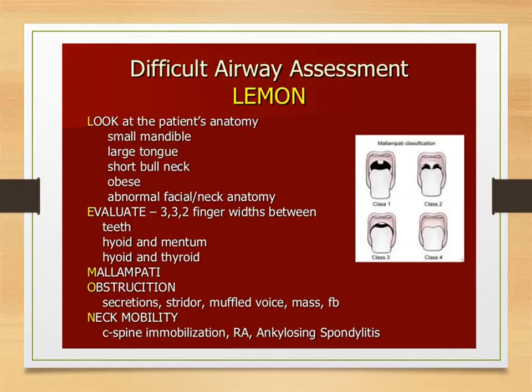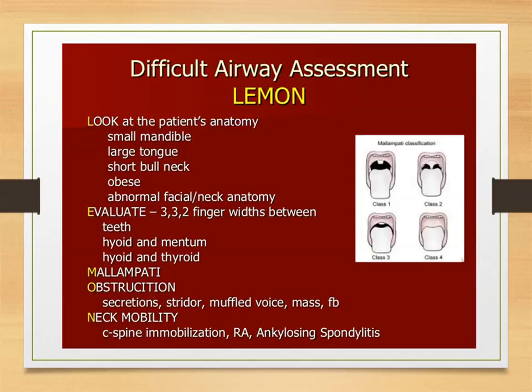Then move to E, which is evaluate. So let's use the 3-3-2 rule. First one, can the patient fit 3 fingers between their incisors, those incisor teeth? Can we fit 3 fingers? Okay, good. Is the mandible at least 3 fingers from the mentum to the hyoid? Okay, that's good. We want 3 fingers there. And then is the distance between the hyoid and the thyroid 2 fingers? If it is, that's good. So yes to all 3 is good. If not, then know that this intubation can be a little bit difficult.